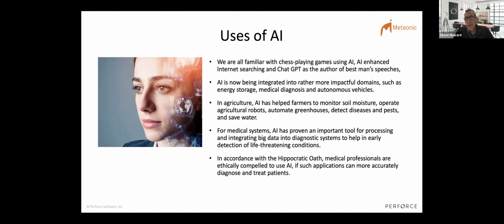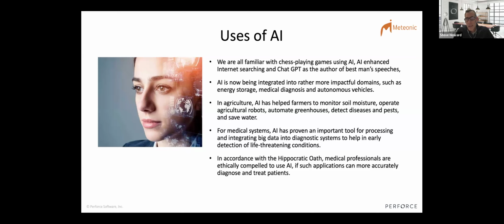So we all have AI touching our lives as it is, but really the worry that we have from more of an embedded systems space is when the AI is interacting in impactful domains. So we're talking about things like energy storage or medical systems or autonomous vehicles, then we have to have an extra level of concern. Rightly so.